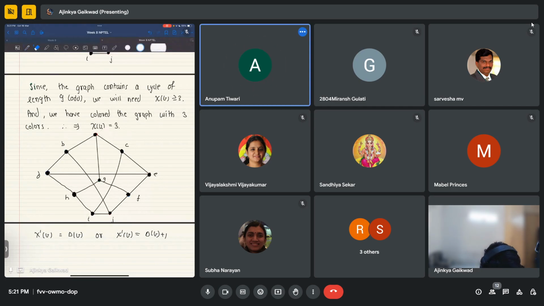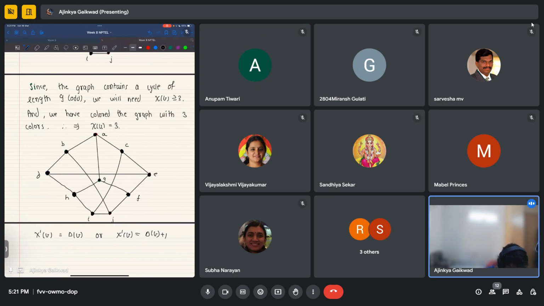Delta G is 3, sir. Yes, so delta G is 3. So you are right. So we have to check whether we can color it using 3 colors or whether we need 4.